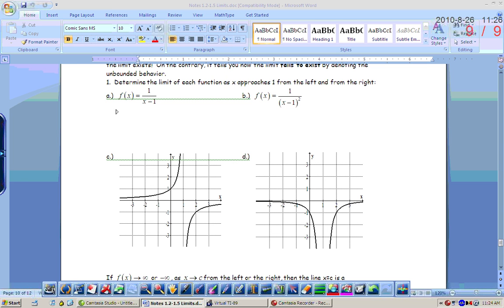You could just say limit as x approaches 1 from the left equals negative infinity, and limit as x approaches 1 from the right equals positive infinity. Or you could just write left, negative infinity, right, positive infinity. We'll do that on part B. And we'll just do L and R.